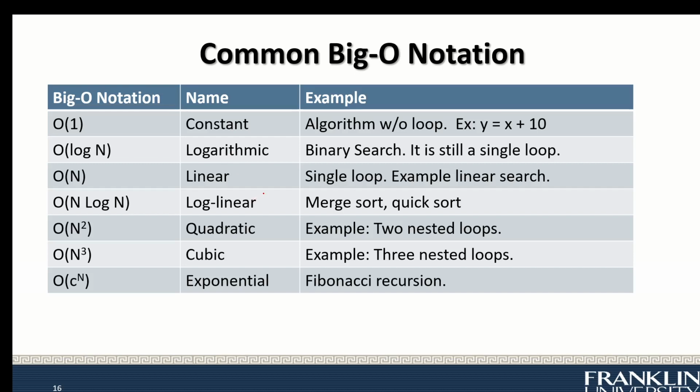N log n is log linear. This is like the merge sort and quick sort algorithms, the sorting algorithms. N squared is quadratic. This is something you see with two nested loops, like in selection sort or bubble sort. N cubed is cubic, like three nested loops. And c to the n is exponential, like Fibonacci recursion. These can grow very quickly. So I'm showing you these going from the best to the worst.